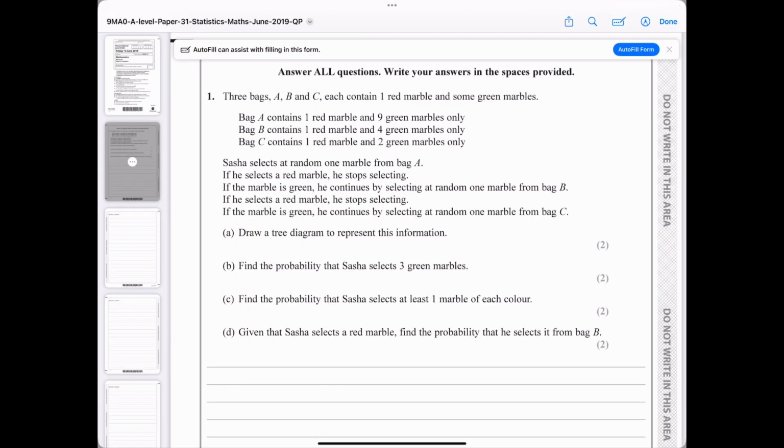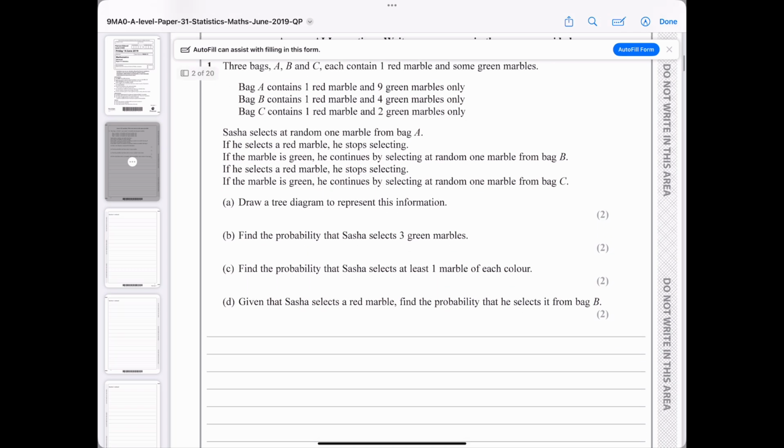Okay, here we have some kind of A-level statistics paper from 2019. It says 3 bags, A, B and C, each contain 1 red marble and some green marbles. So bag A contains 1 red marble, 9, etc.